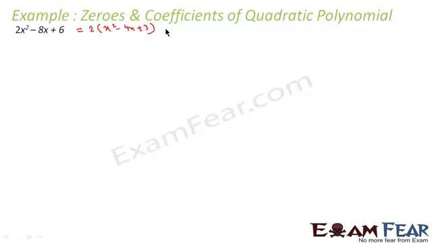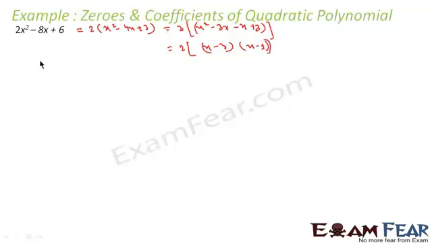Correct? The same thing, I can factorize this. This is minus 4. Minus 4 I can write is nothing but minus 3 plus minus 1, and minus 3 into minus 1 is 3. So I can write this is nothing but 2 constant. x square minus 3x minus x plus 3. Correct? Nothing but 2 into x minus 3 into x minus 1. Correct? This I have written in this form.